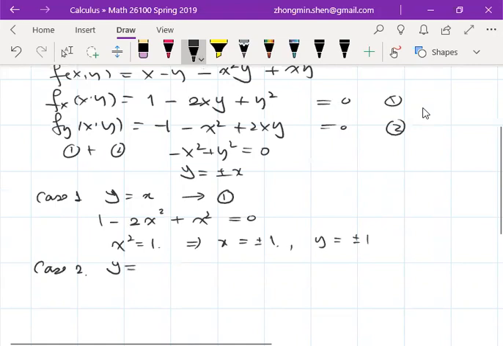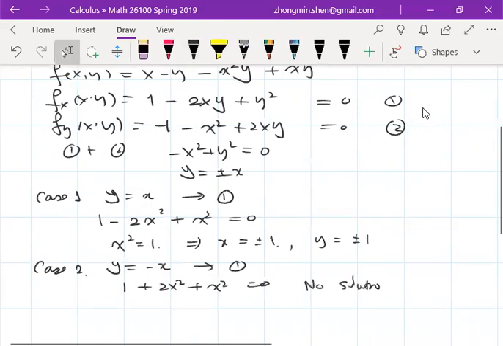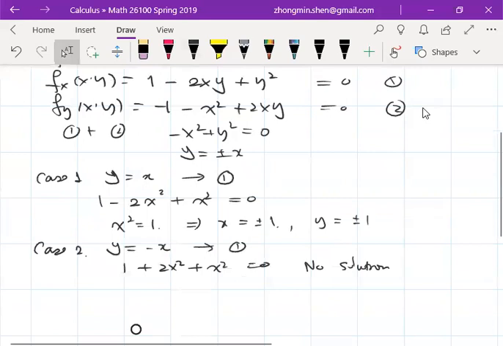In case 2, y equals negative x. Then you still use the first equation, okay? If we use the first equation, it's 1 minus, here's plus 2x squared. And then also here's x squared, right? Because negative x squared is still x squared. But negative 2x times negative x is positive. This is going to be 0. No solution. Right? x squared cannot be negative. So no solution. So you only got 2 sets of solutions.